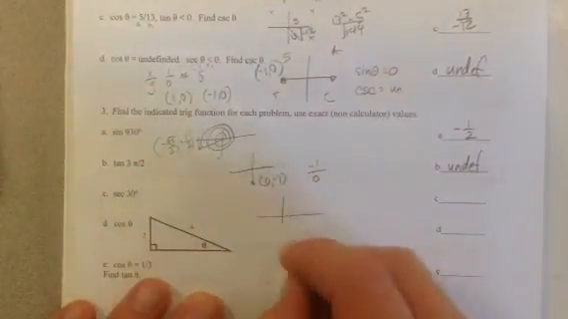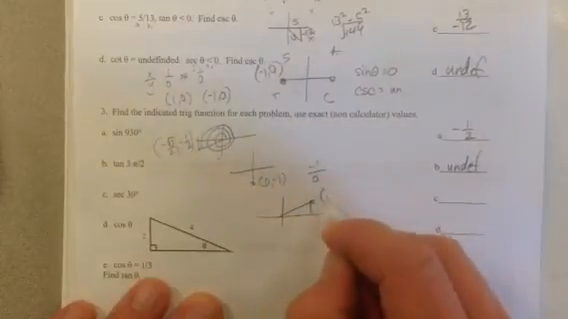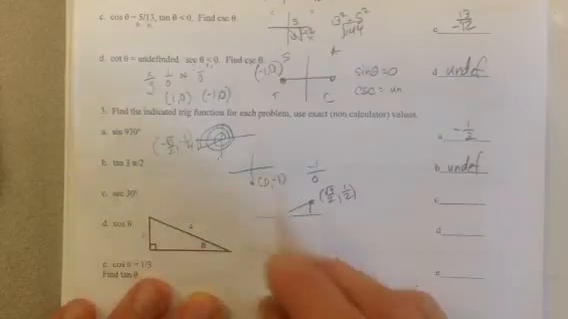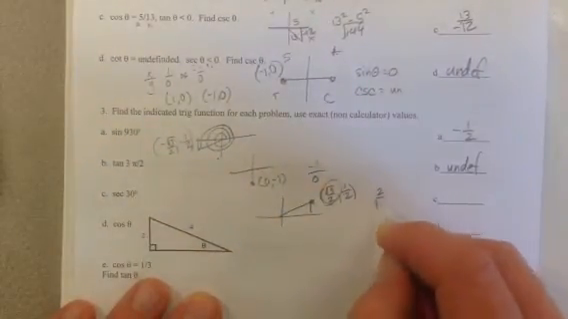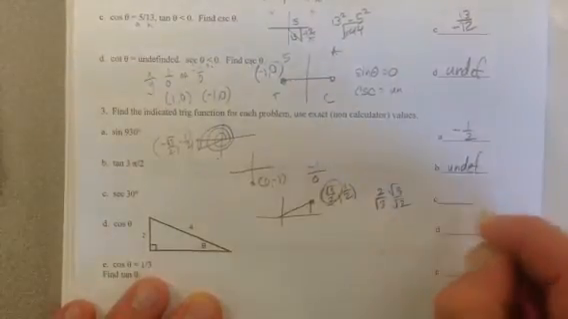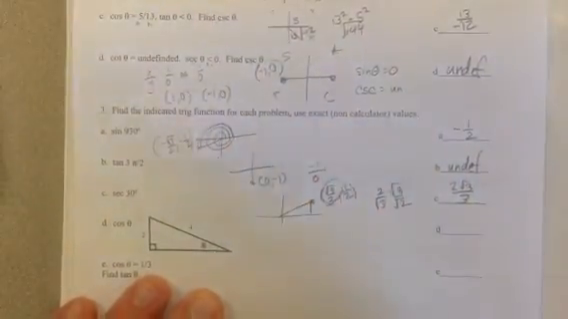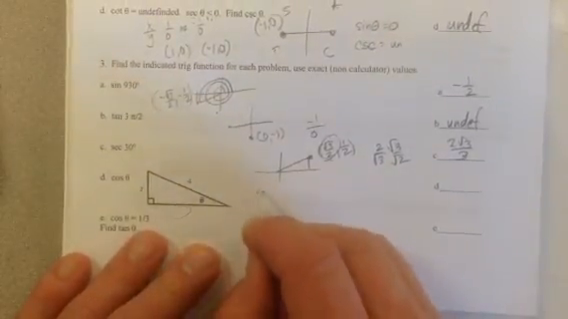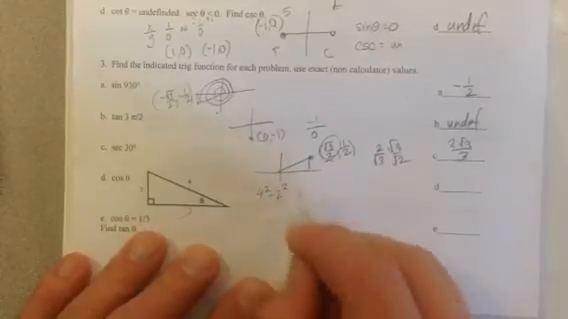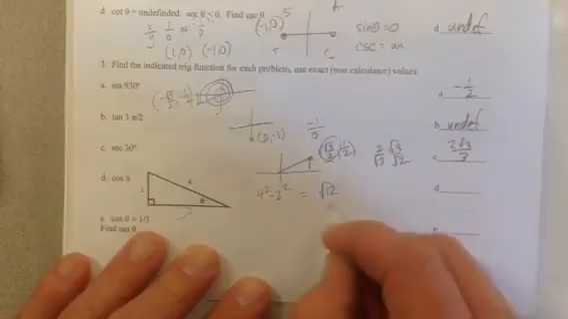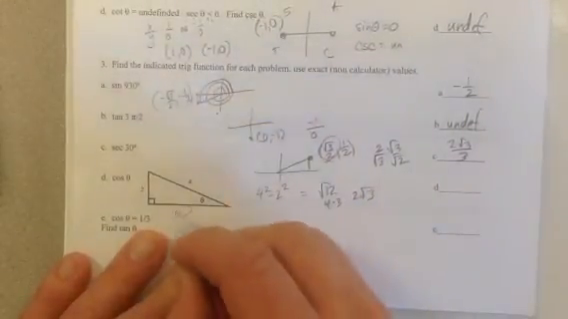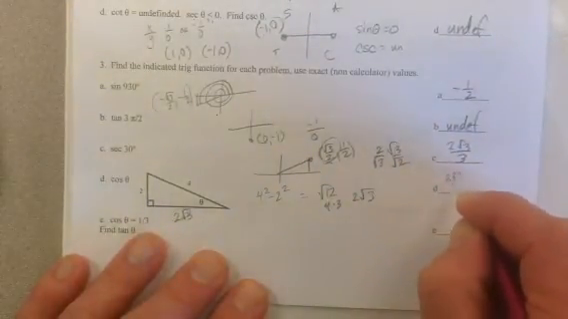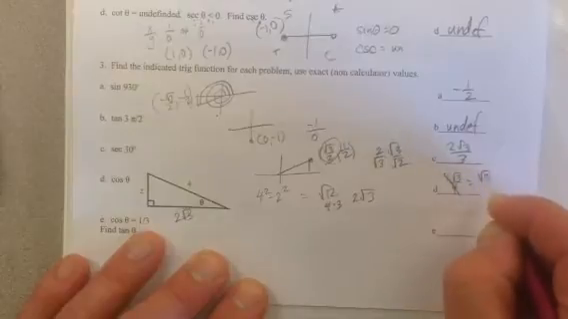Secant of 30. 30 is here. The ordered pair at 30 is root 3 over 2, comma 1/2. Secant's buddy is cosine. Cosine is x, so we have to flip that. 2 over root 3, which is 2 radical 3 over 3. Alright, we're at the cosine. We have to know the adjacent side, so we're going to do the Pythagorean theorem. 4 squared, the hypotenuse, minus 2 squared is square root of 12. 12 is 4 times 3, or 2 radical 3. This side is 2 radical 3. Cosine is adjacent over hypotenuse, which is 2 radical 3 over 4, which reduces to radical 3 over 2.